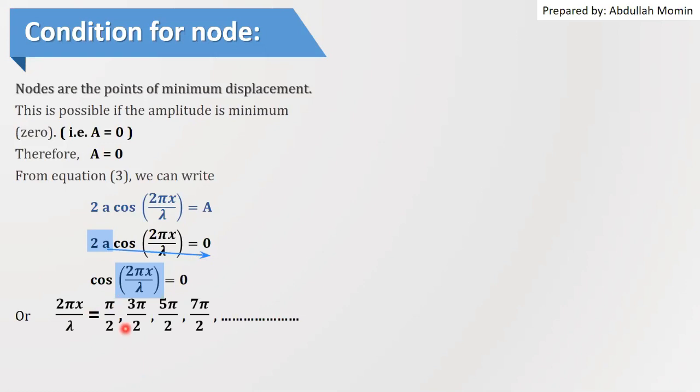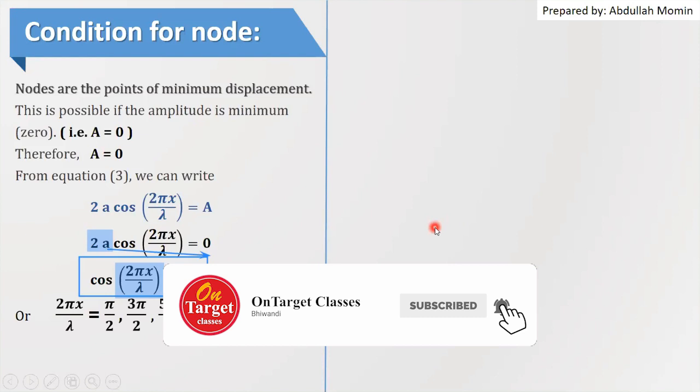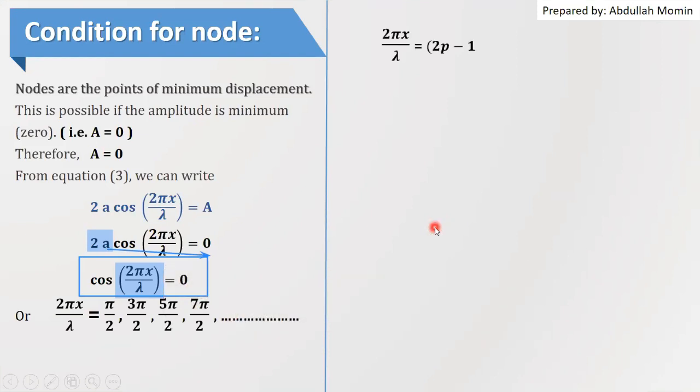So we will say that in order to satisfy this equation, in order to achieve this condition, the value of the bracketed term should be pi by 2 or 3 pi by 2 or 5 pi by 2 or 7 pi by 2, and so on. So we are going to write this equation, and this series pi by 2, 3 pi by 2, 5 pi by 2, 7 pi by 2 can be rewritten as 2 pi x upon lambda is equal to (2p minus 1) pi by 2.